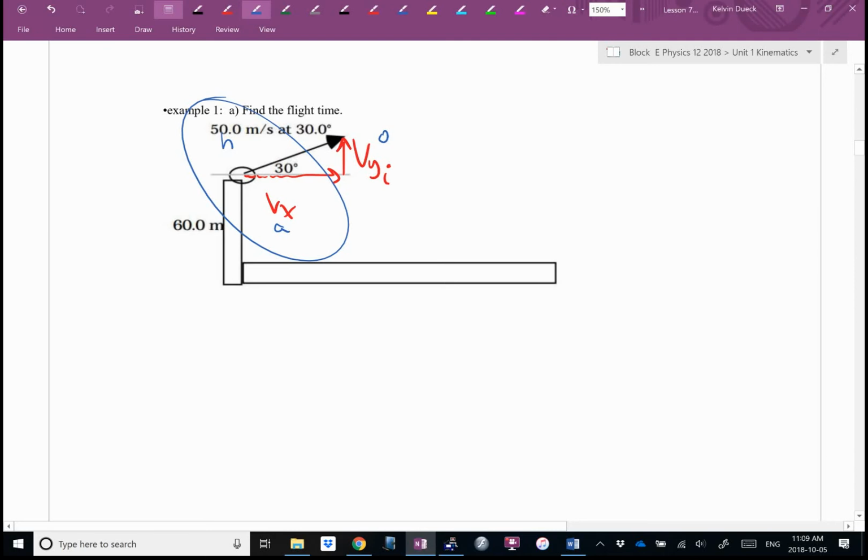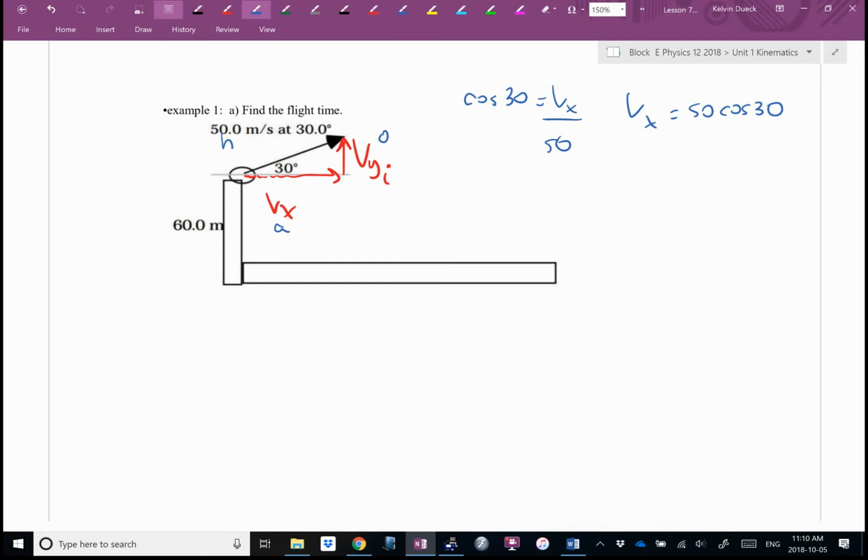Which trig function is Vx going to be? Cos. So we will have cos 30 equals Vx over 50. So Vx is going to be 50 cos 30. I could write the decimal, but why don't I just keep dropping that down? It's less writing. I'm sure it's some number. What will Vy initial end up being? 50 sine 30. This one I think actually works out dead even. It's 25, double check me, but I'm pretty sure. I know the sine of 30 is 0.5, so it's 0.5 times 50.